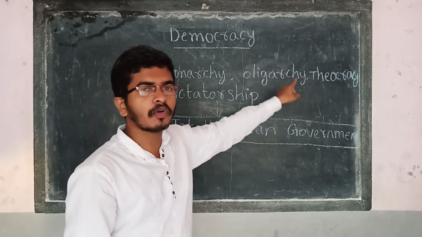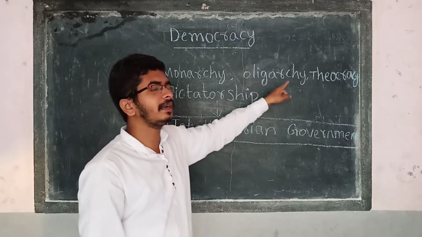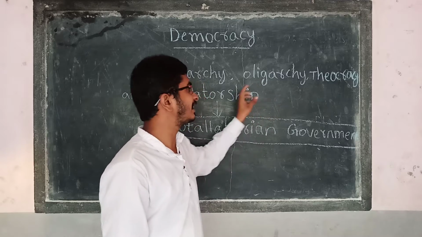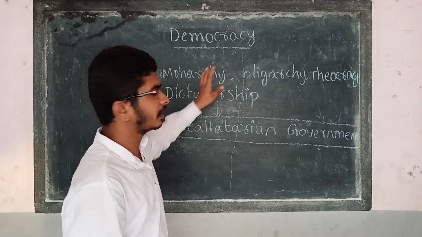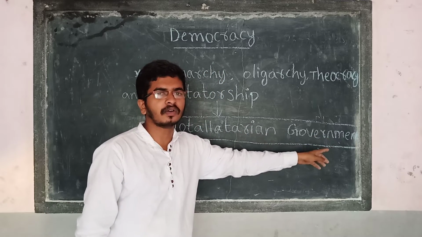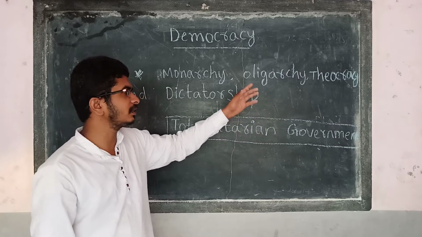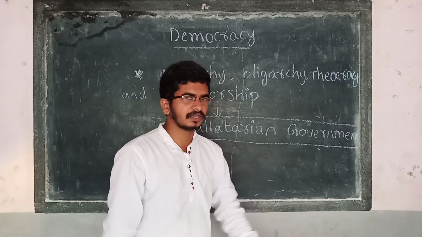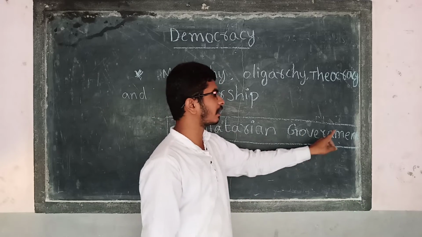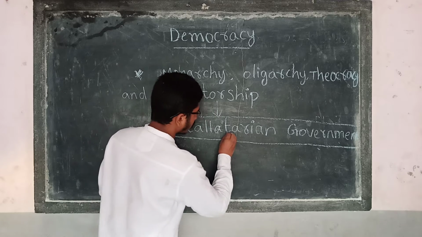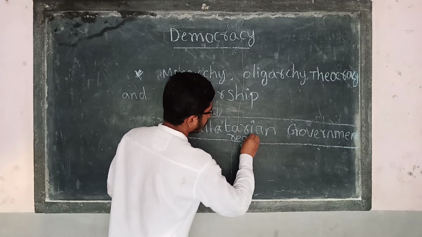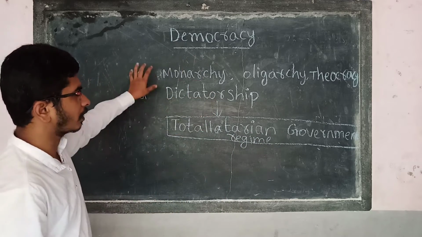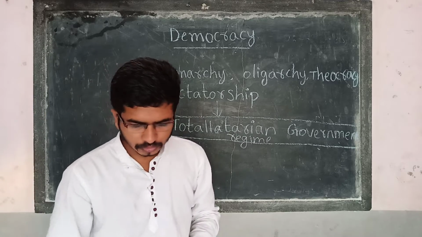Because in these types of government there is no public participation. That is the reason all these types of government come under the totalitarian government. We are not taking democracy because democracy is the only type of government that has public participation. In this totalitarian government regime, you can also write regime, or regime means a group. Clear?